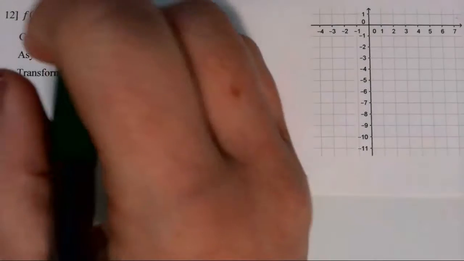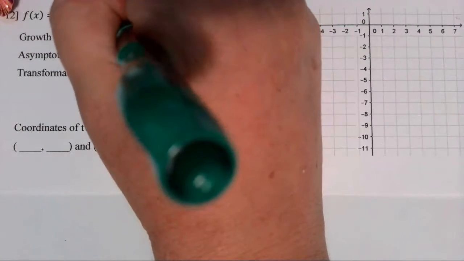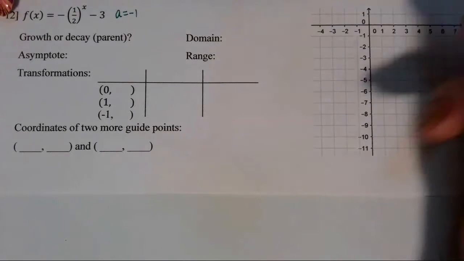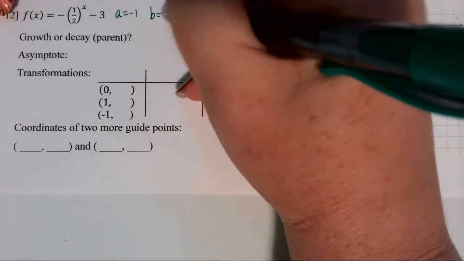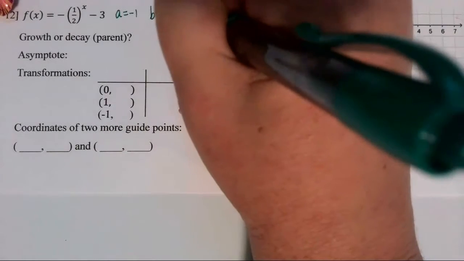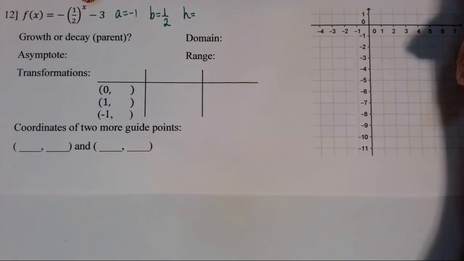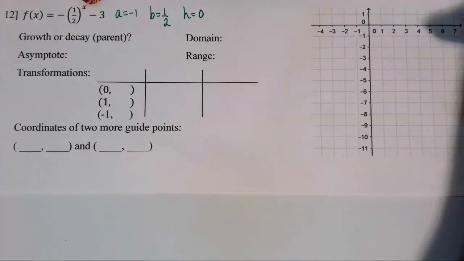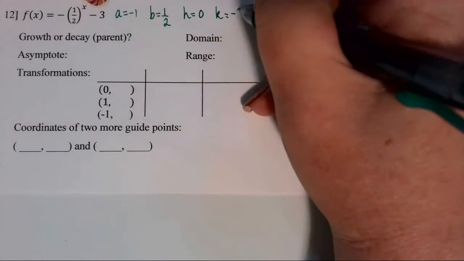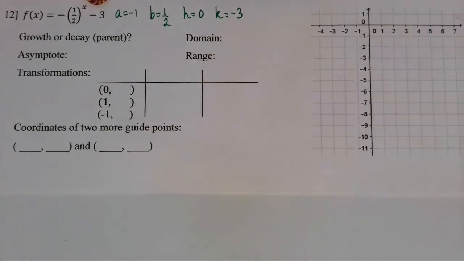And number 12, a is equal to -1. That's a reflection in the x-axis. The b, the base of this exponential function, is 1/2. Then our h is up here with the x minus h. Since we don't see anything, h is 0 because x minus 0 would be x. And then the k is our constant at the end, which is -3.